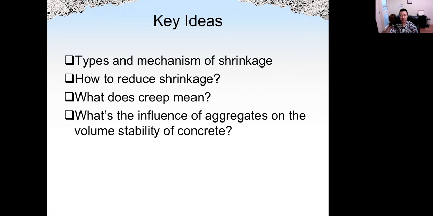And we discussed different external and internal factors affecting shrinkage and creep. Sorry, dry shrinkage and creep, which are pretty much the same way. And what is the influence of aggregate on the volume stability of concrete? With more aggregate, concrete will have less shrinkage and less creep, because remember, only cement paste will shrink and creep. At least aggregate will not shrink and creep as much as the cement paste.